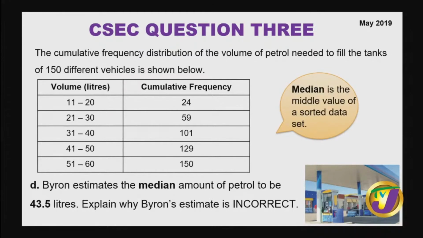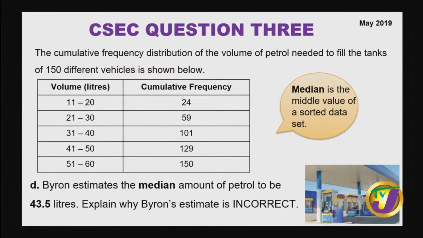So the values are arranged either in ascending order, meaning from smallest to largest value, or in descending order, which would be from largest to smallest value. Now, when it comes to the table, if we look at the volumes, it's already arranged for us. So think about 150 values. All right, and we want to find the middle value.